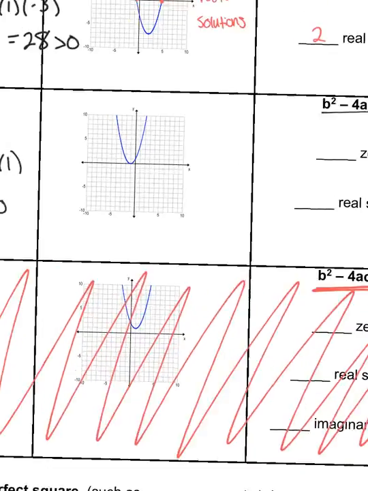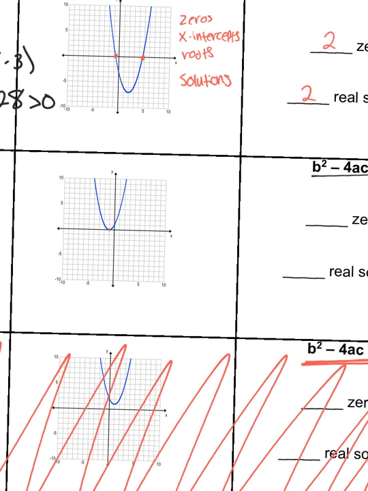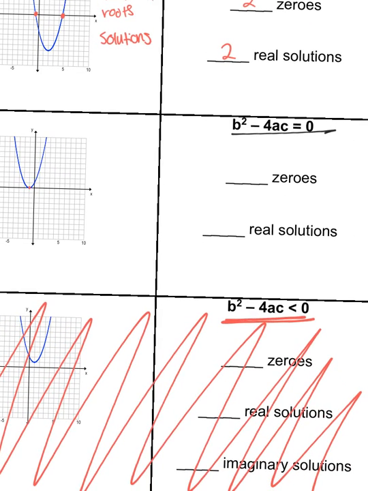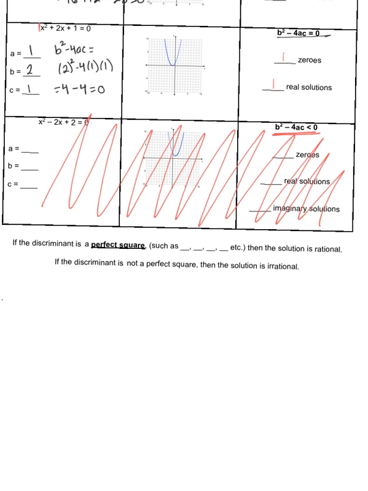So looking at our graph, notice there's only one place where the graph is touching the x-axis. That means that we have one solution, one x-intercept, one root, or 1 zero. So zeros, we're going to put 1, and real solutions, we're going to put 1. So those are the 2 cases that we're going to be paying attention to the most.